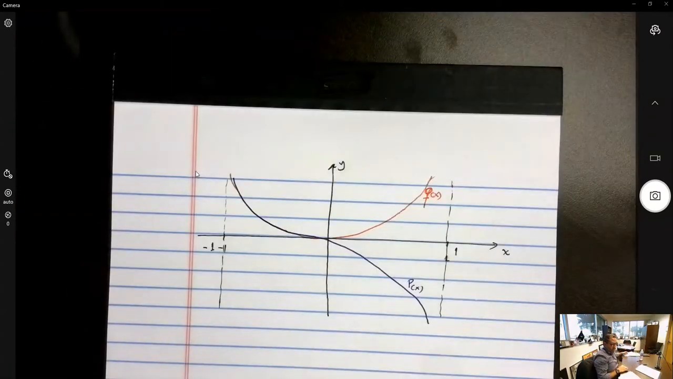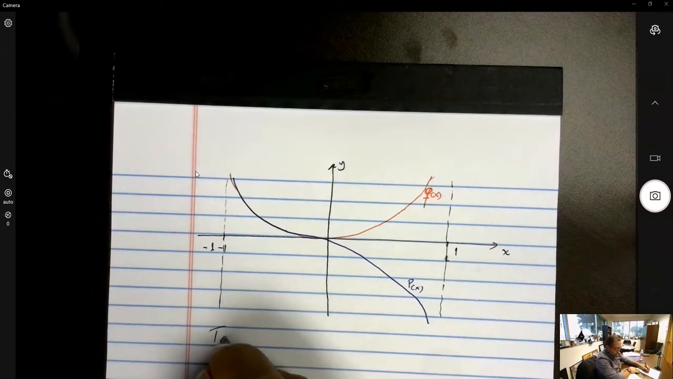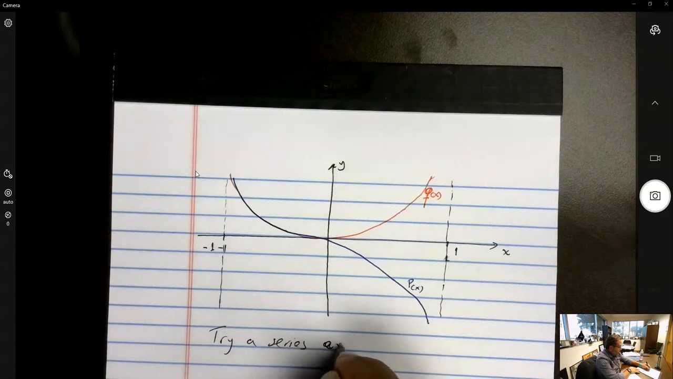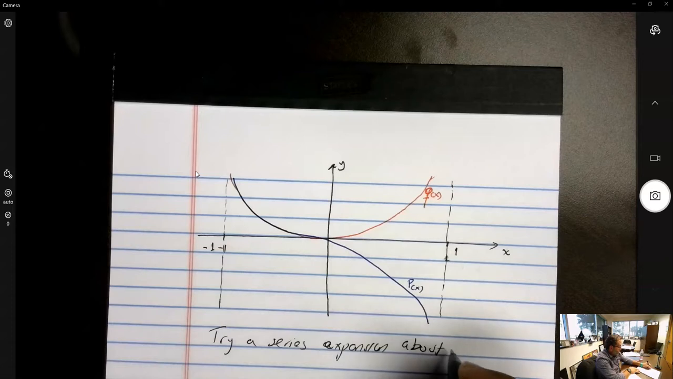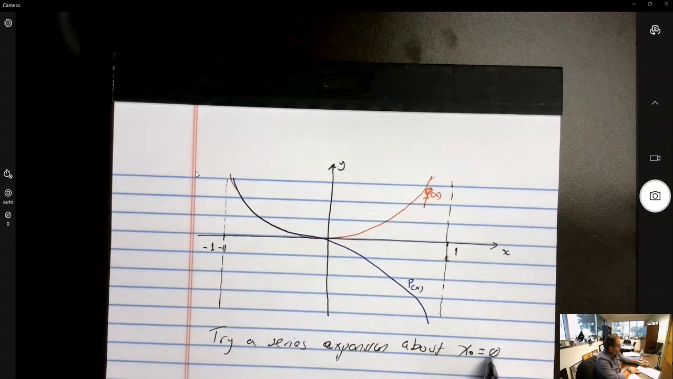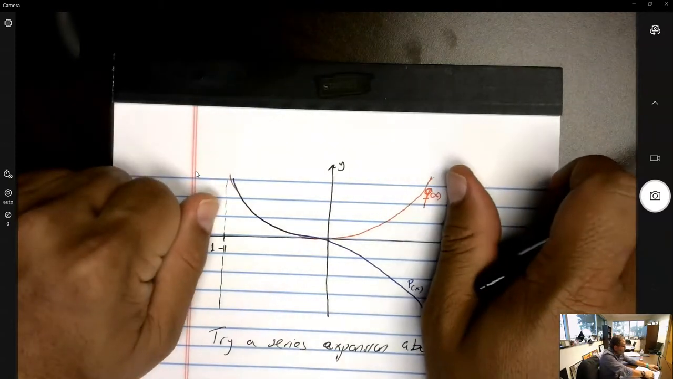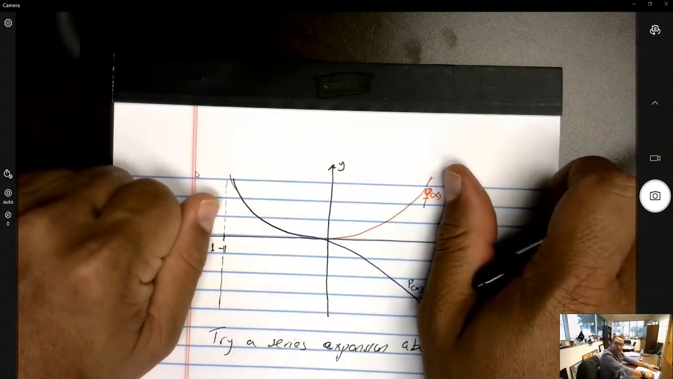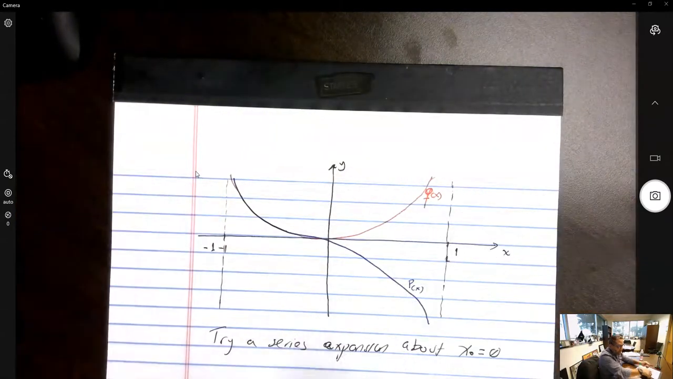So we can try a series expansion about an expansion point x0 equals 0, because that's not a singularity. And we know that if we try an expansion point x0 equals 0, the solution y of x that we find will only be valid between -1 and 1. That's it, because that's the distance to the nearest singularity.